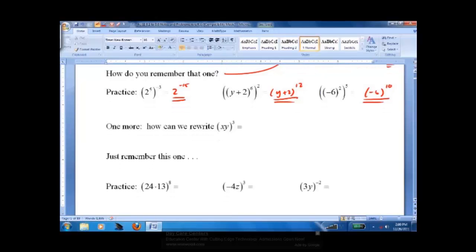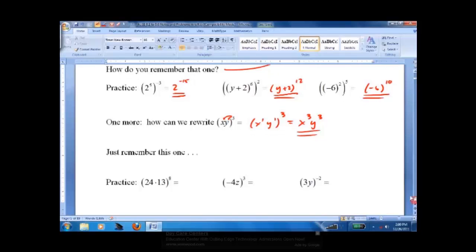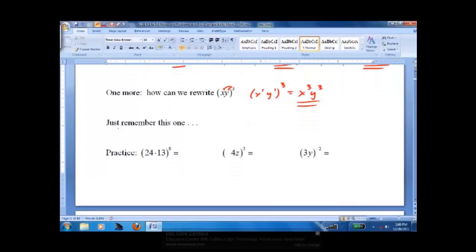And finally, for this side, how do we rewrite xy quantity to the 3rd? Well, we distribute the 3rd. So this is actually x to the 1st, y to the 1st, to the 3rd. 3 times 1 is x to the 3rd. 3 times 1 is y to the 3rd. So we just distribute exponents when we're taking a group of them to a power. So, just to be clear, I say just remember this one, there's no way to remember that I know of off the top of my head.